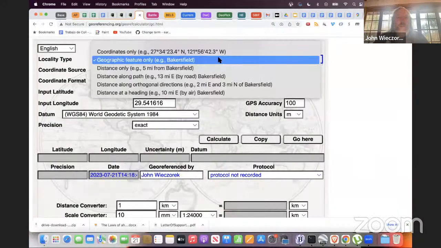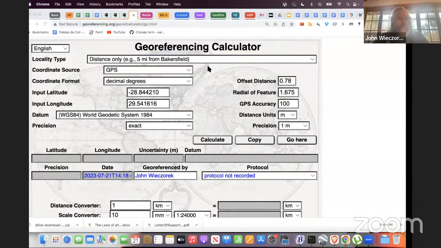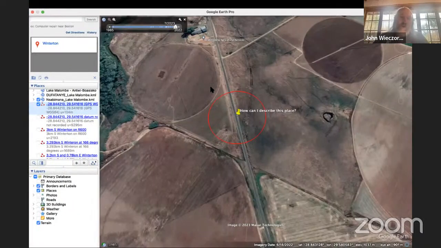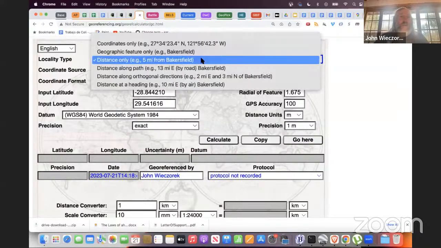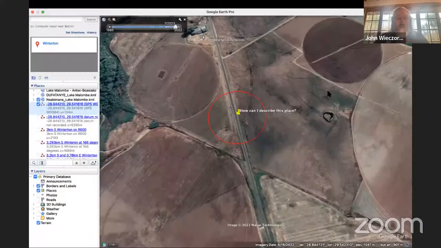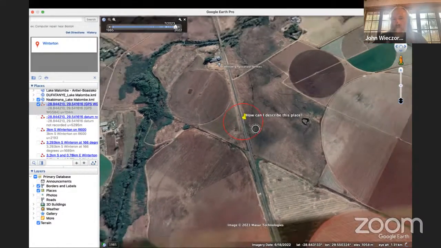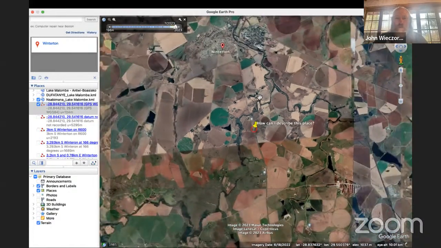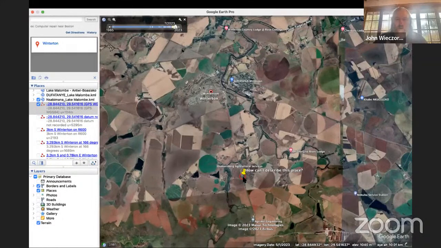So let's go to the next one, which is a distance only. I have the same problem because a distance only is just like a feature only, except that it adds a buffer around it. So I can't really do that one very well either. So let's go to the next one. Distance along a path. So this is what Paula spent a lot of time describing, which was to start in the town and to come down the road to this place. Let me zoom out so we can get the town in there. We have Winterton. We have the road out of Winterton, and we have the endpoint.